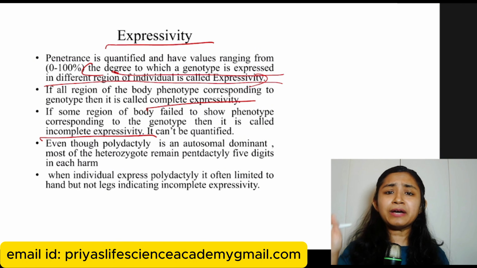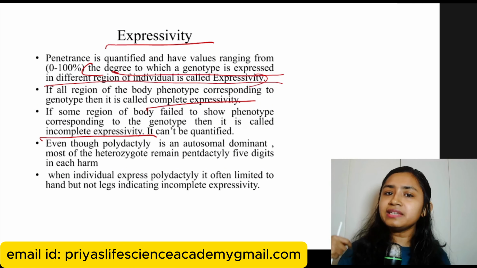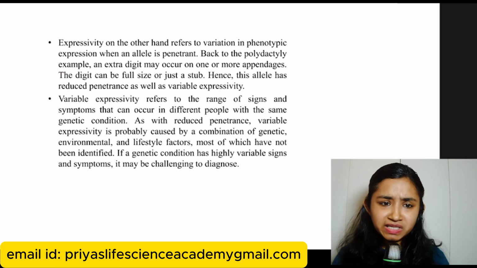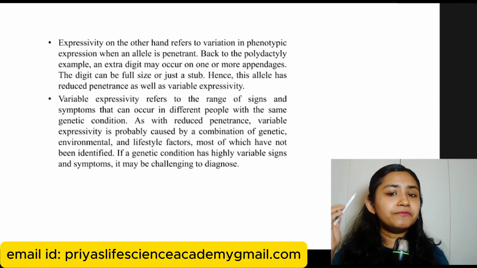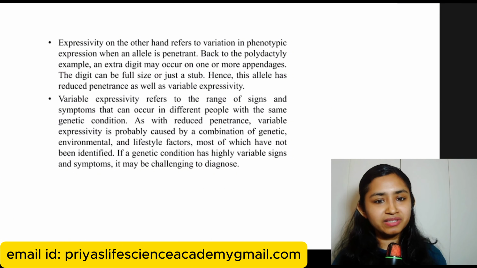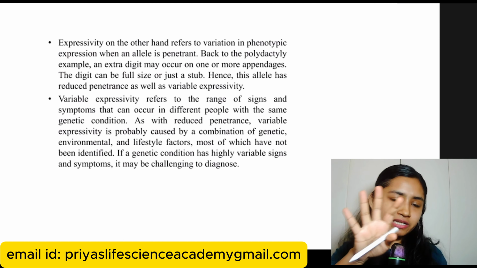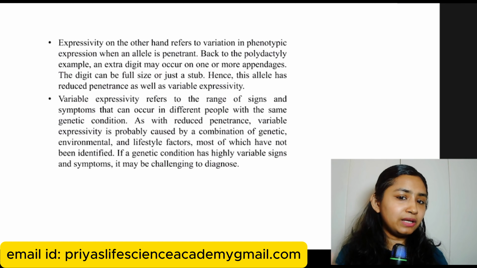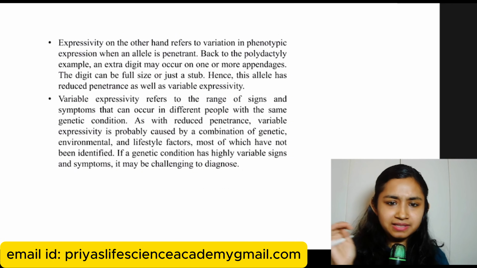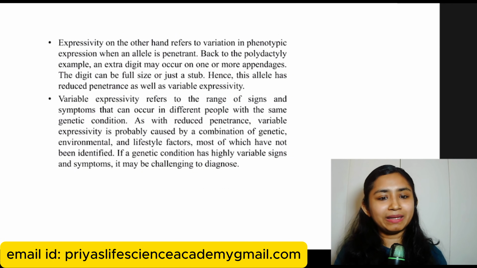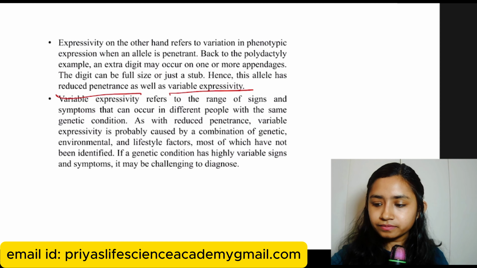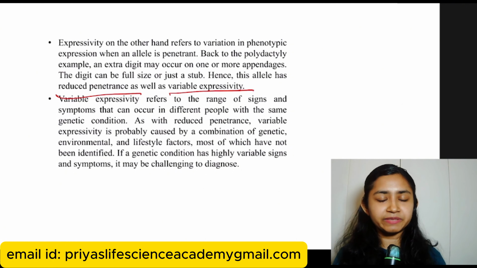That means if you have the polydactyly case in the hand, not in the leg, or in the leg, not in the hand, okay? So expressivity, on the other hand, refers to variation in phenotypic expression when an allele is present. Back to the polydactyly example, an extra digit may occur in one or more appendages. This digit can be full size or just a stub. Hence, this allele has reduced penetrance as well as variable expressivity. Okay. Penetrance is reduced and expressivity is also variable.